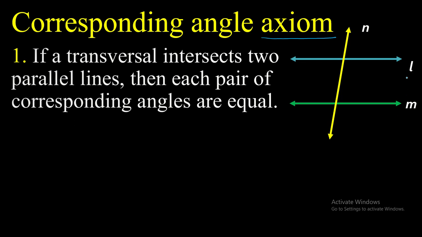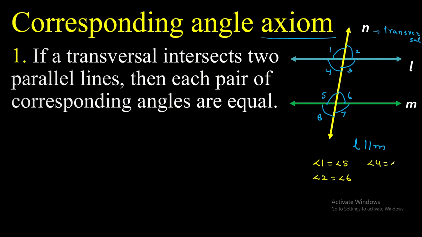So we are having here two lines, line L, line M, which are parallel to each other. So we consider that L is parallel to M and N is the transversal. So the corresponding angle axiom says if a transversal intersects two parallel lines, then each pair of corresponding angles are equal. If we name the angles here as 1, 2, 3, 4, 5, 6, 7, 8, then according to this statement, we can say that angle 1 is equal to angle 5, angle 2 is equal to angle 6. Similarly, angle 4 is equal to angle 8, and angle 3 is equal to angle 7. So it says that each pair of corresponding angles are equal.